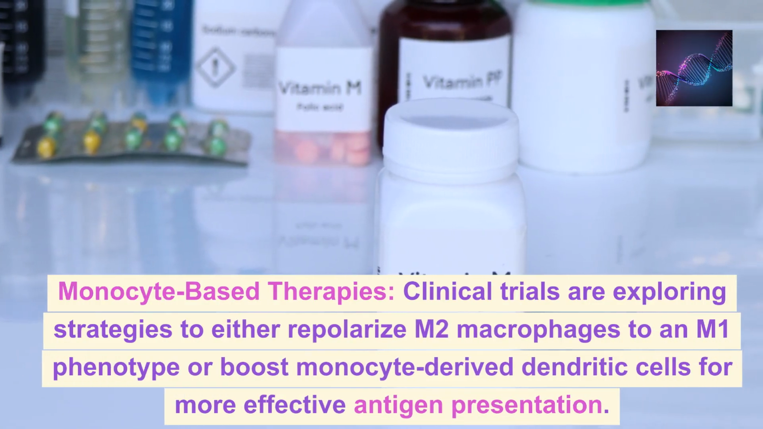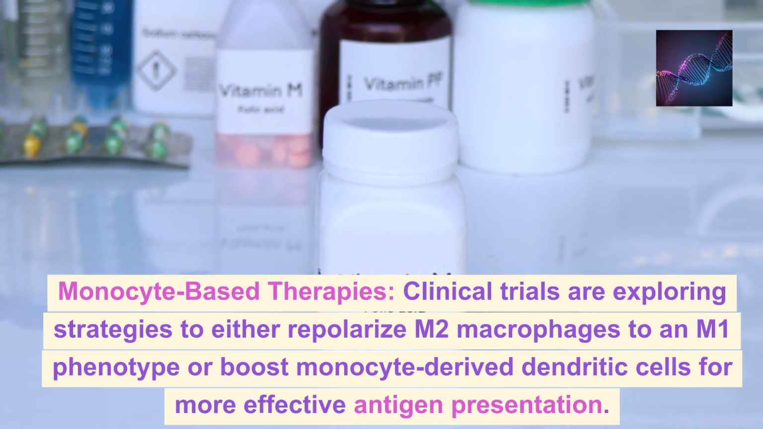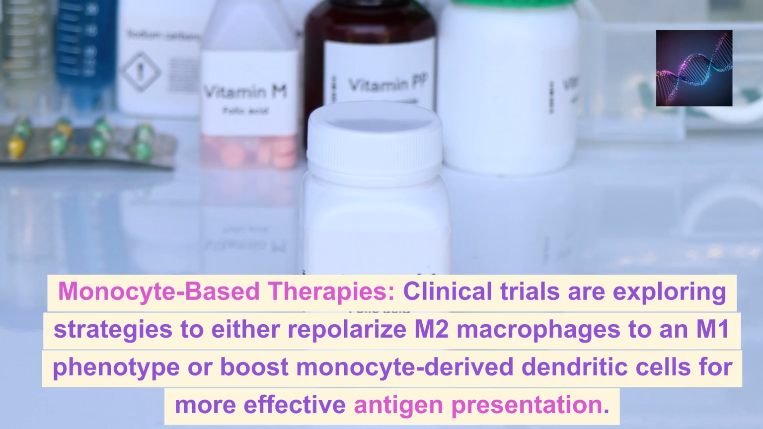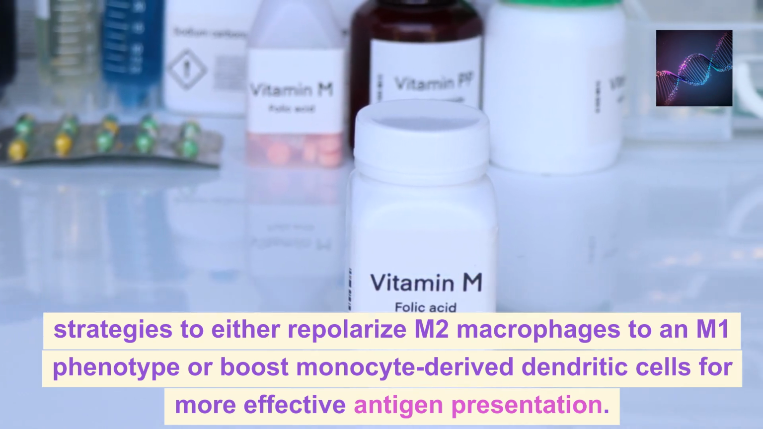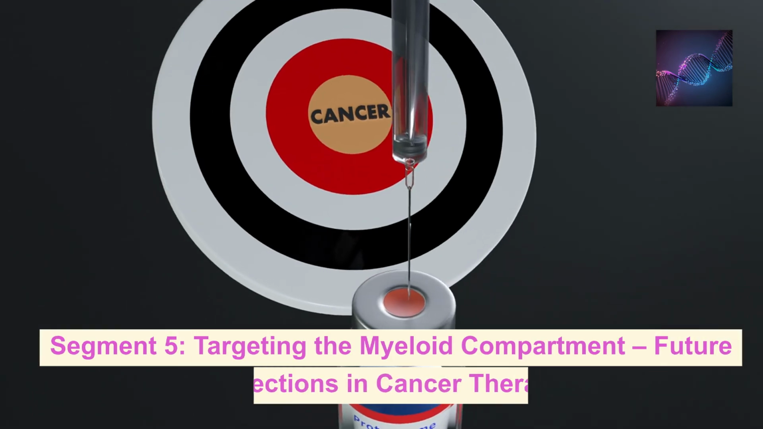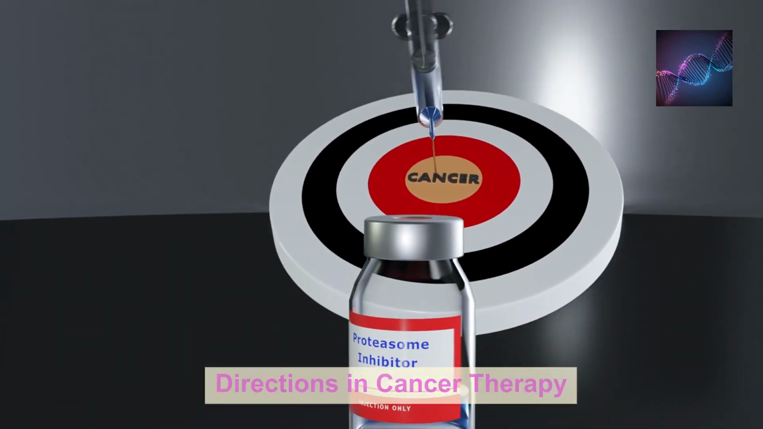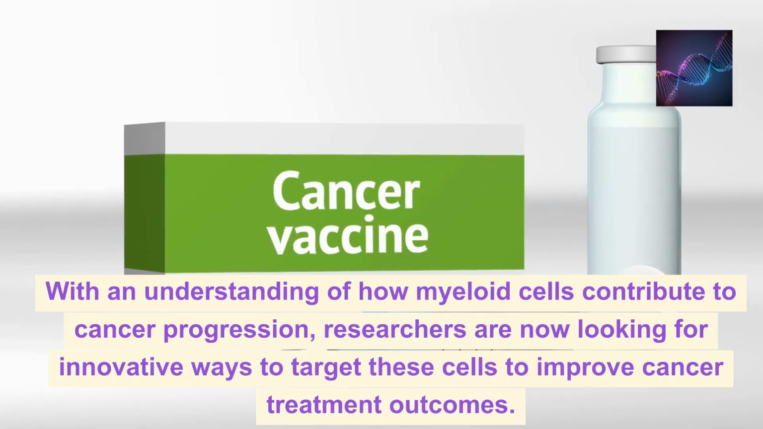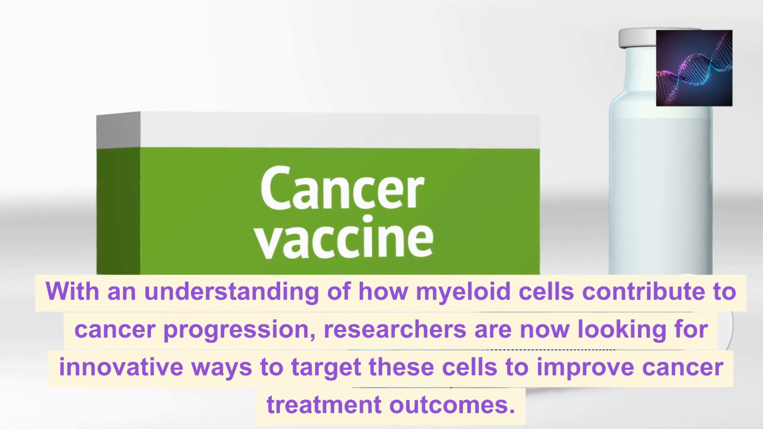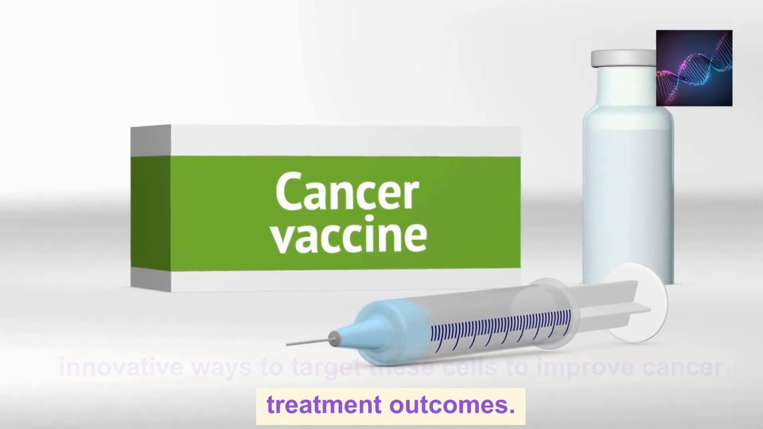Monocyte-based therapies. Clinical trials are exploring strategies to either repolarize M2 macrophages to an M1 phenotype or boost monocyte-derived dendritic cells for more effective antigen presentation. Segment 5. Targeting the myeloid compartment. Future directions in cancer therapy. With an understanding of how myeloid cells contribute to cancer progression, researchers are now looking for innovative ways to target these cells to improve cancer treatment outcomes.